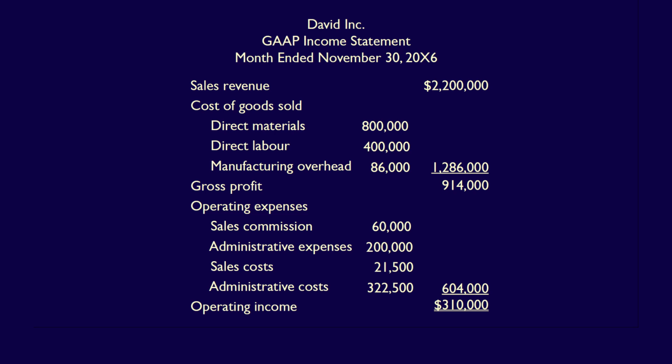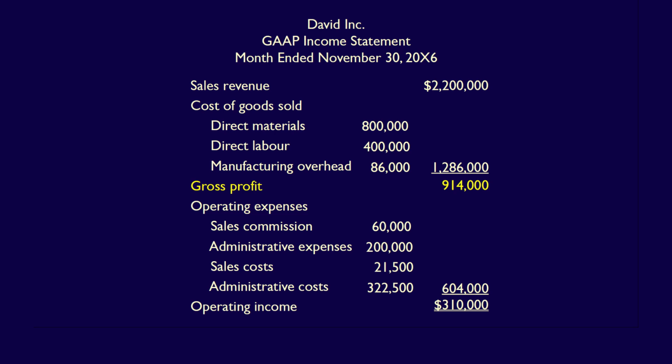This results in an operating income of $310,000, which is calculated as gross profit of $914,000 less total operating expenses of $604,000. You can see that the GAAP income statement lists product costs separately from period costs. The product costs are listed as part of cost of goods sold, but the period costs are listed as operating expenses. The focus of the GAAP income statement is gross profit, sometimes called gross margin, which is the difference between the sales revenue and the cost of goods sold.